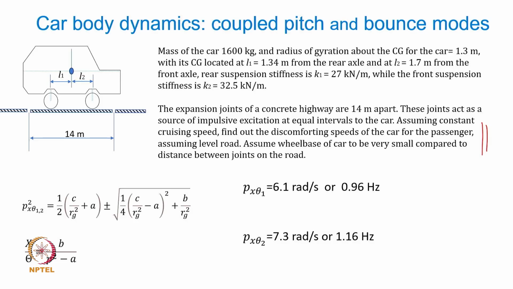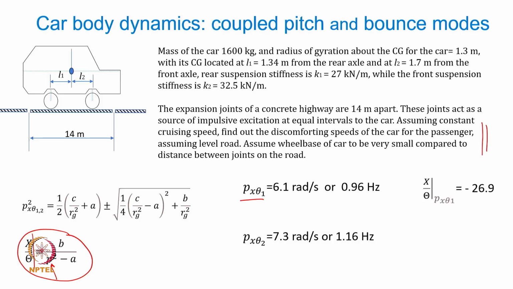So x over theta is equal to b upon p squared minus a was the expression that we derived last time, and that actually is the mode shape. Okay, and so depending upon which value of p you use, the mode shape for that particular natural frequency gets defined. Okay, so if we substitute in this expression the value of p as p_n theta 1, then we get the mode shape of the mass of this particular system when it vibrates naturally at that particular frequency.